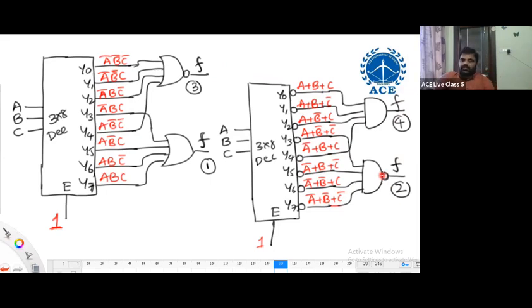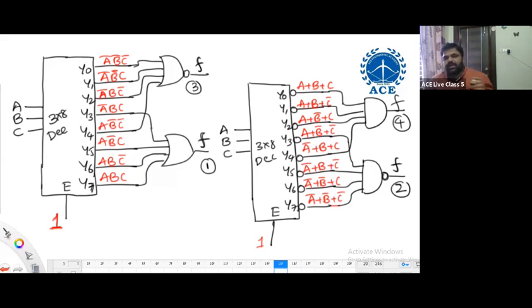What we need to understand from this, let us see, one by one. If anyone has any questions on this implementation, let me know, I will help you. It is not required to implement a minimal expression here.